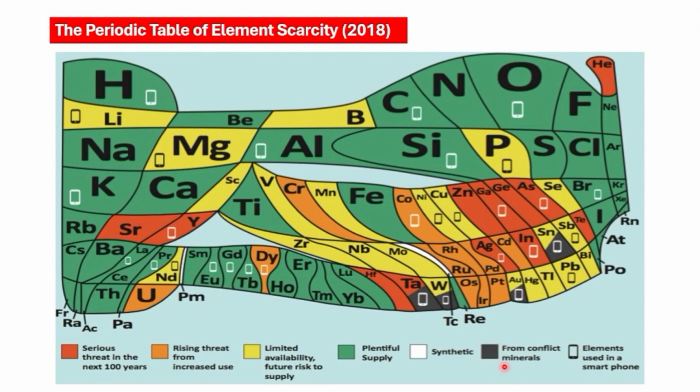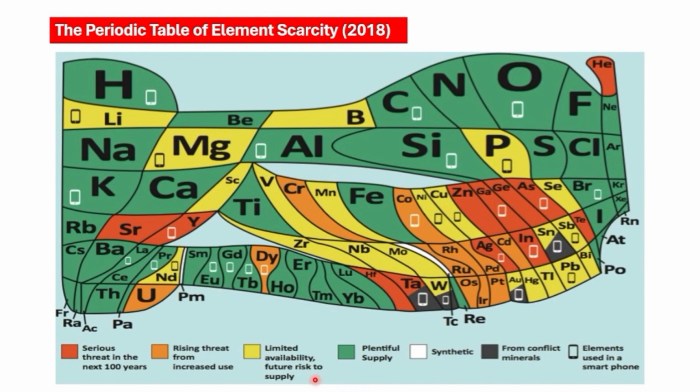This gray one is from conflict minerals, you can see here tantalum, gold. And this mobile sign marks the elements that are used in smartphones. So you can see gold, tantalum, tungsten, tin, these are used in mobiles, as well as these F block elements and some D block elements, cobalt, nickel, copper, gallium, all these things. Even these P block elements, carbon, silicon, oxygen, are used in mobile phones.